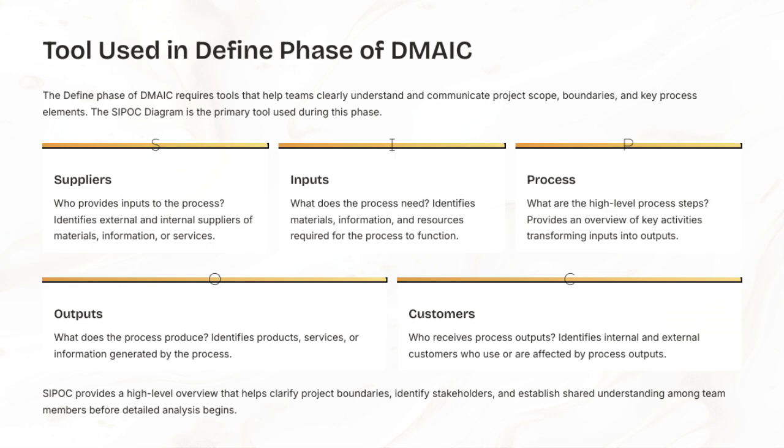During the define phase of DMAIC, tools like the SIPOC diagram are essential. They help teams clearly understand and communicate the scope, boundaries, and key elements of the process. In essence, SIPOC is the primary tool to set a solid foundation before moving into detailed analysis, ensuring everyone is aligned on what the process entails and who it impacts.